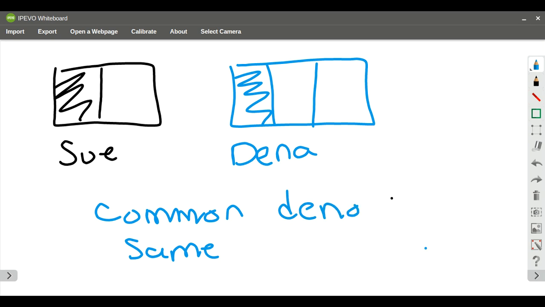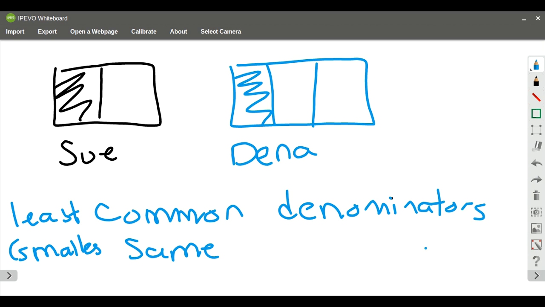And really, where you're going to want to go with this by the end of the lesson is you're going to want to be looking for what's called the least common denominator. And so in this case, least is going to mean smallest. So I'm looking for the smallest same denominator that two fractions can be turned into equivalent fractions.